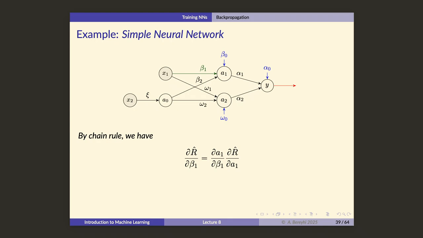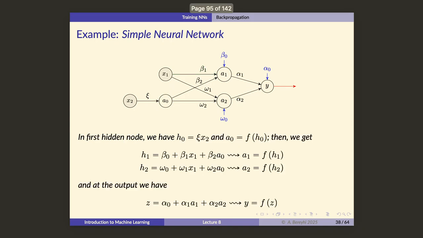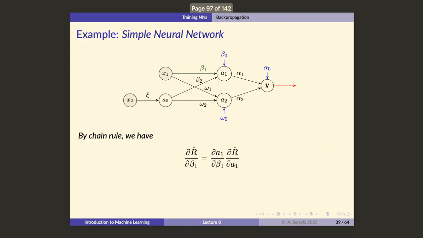Now, how can I compute those two terms? The derivative of A1 with respect to beta 1. Is it clear for you or not? Can you compute it? Look at this here. A1 is a function of H1. H1 is immediately computed from beta 1. Can you compute that derivative? It's again one chain rule, and you can do it, right? Derivative with respect to H1 times derivative of H1 with respect to beta 1, right? That is simple. So that first expression is simple.